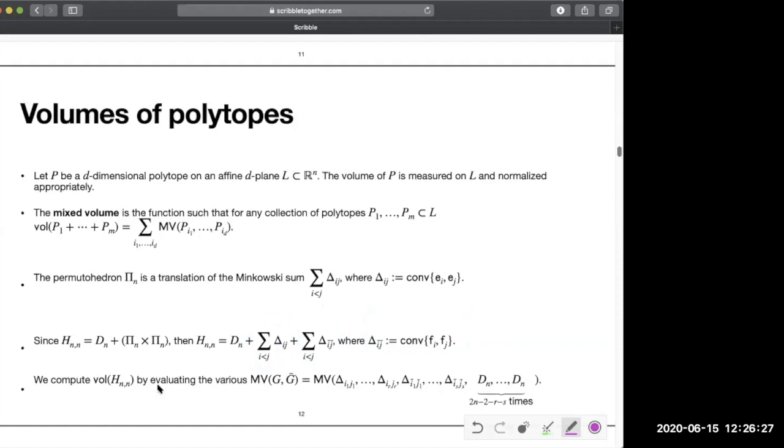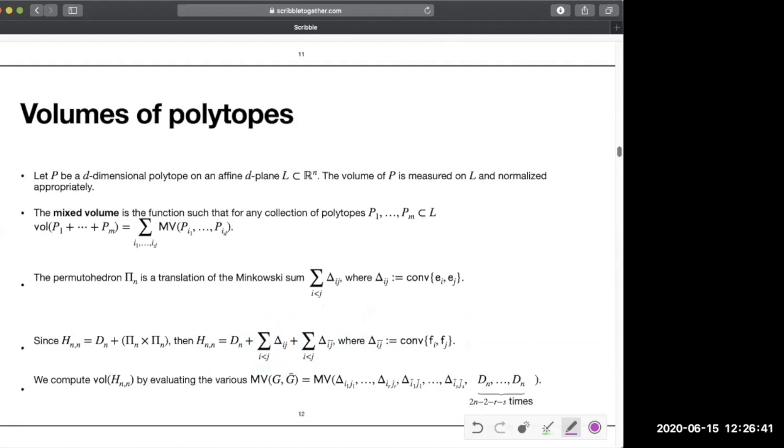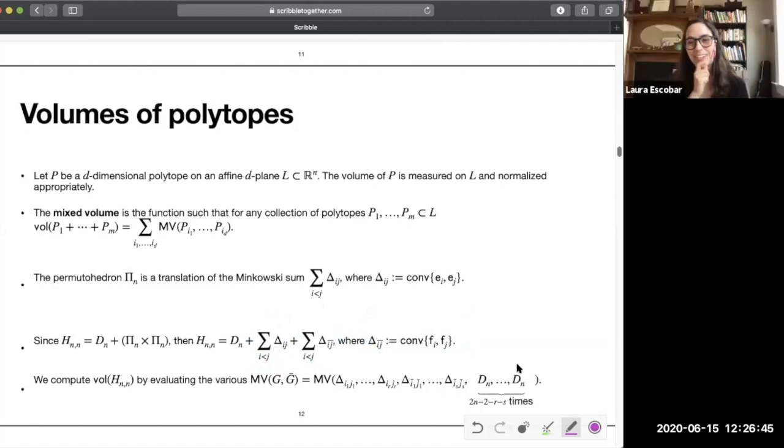A quick question in the chat: what are R and S? Oh, okay. I'll say that in a second, and that's a good point, because I realized in my setup that I cannot really see the chat. So I apologize for all the questions I might have ignored.